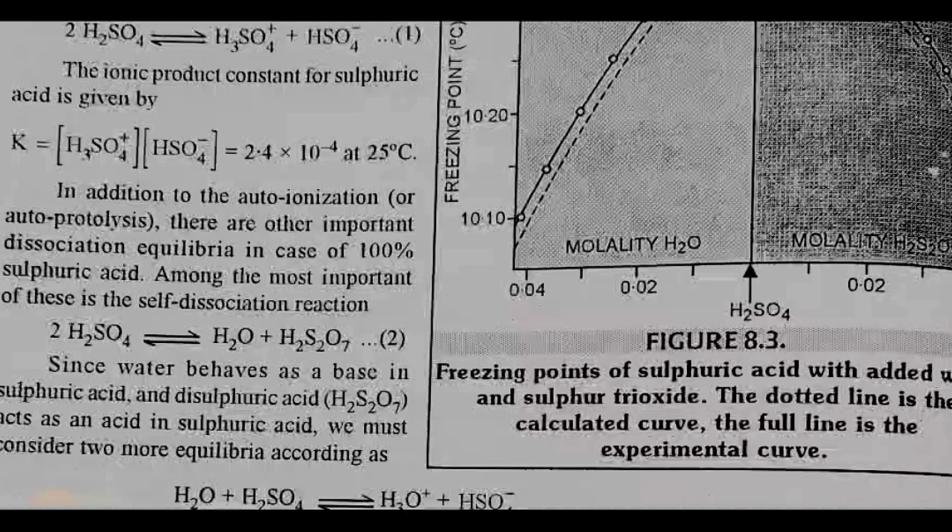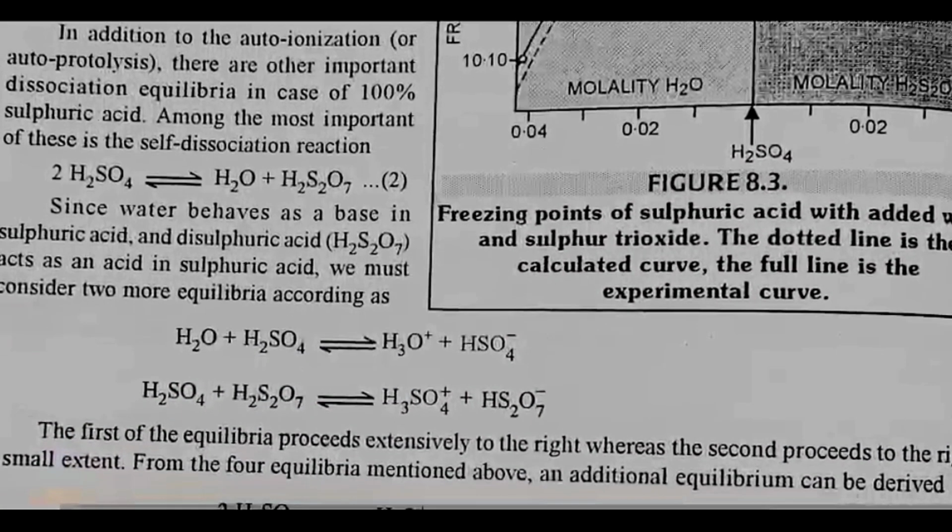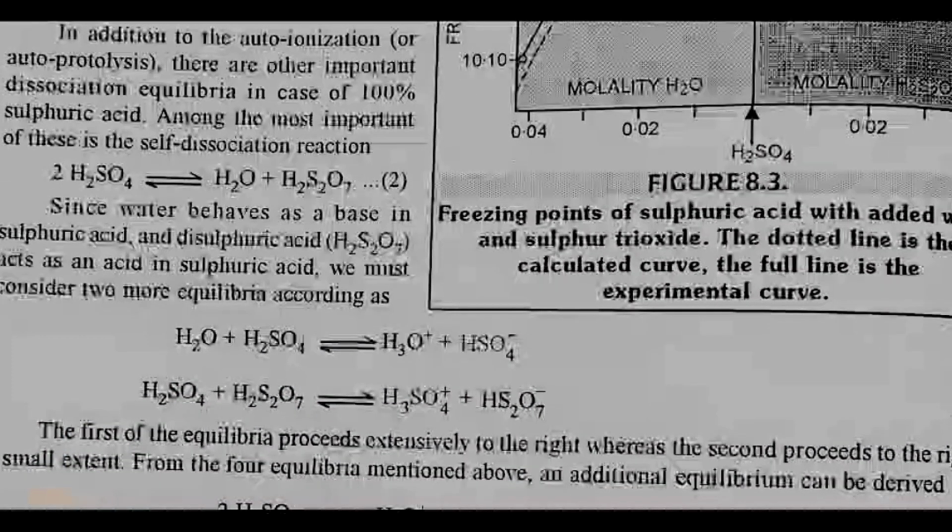In addition to the autoionization or autoprotolysis, there are other important dissociation equilibria in the case of 100% sulfuric acid. Among the most important of these is the self-dissociation reaction 2H2SO4 is equal to H2O plus H2S2O7. Since water behaves as a base in sulfuric acid, the disulfuric acid H2S2O7 acts as an acid in sulfuric acid.